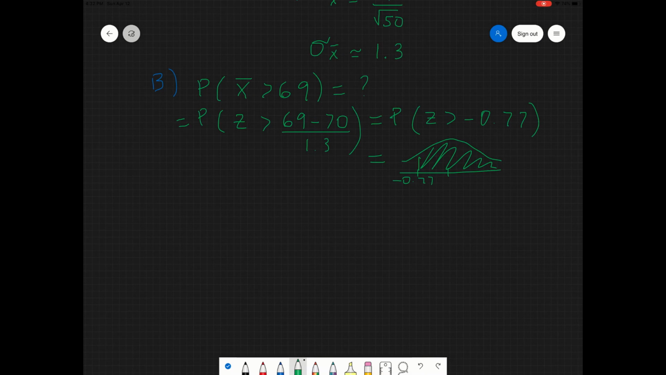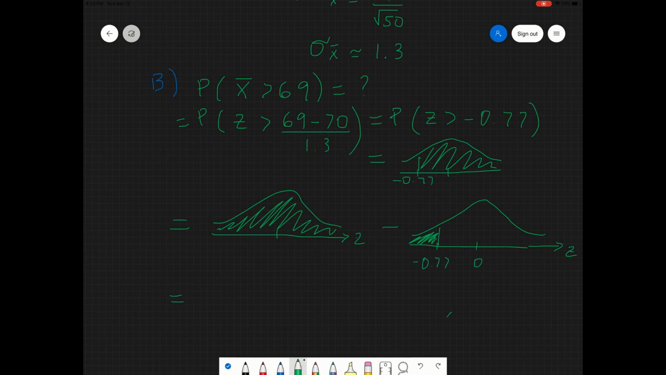To compute the area to the right of negative 0.77, we're going to rewrite this area in terms of left area. The right-hand side area is equal to the total area under the standard normal curve minus the left area of negative 0.77. So this is equal to 1, the total area under the standard normal curve, minus the area to the left of negative 0.77 under the standard normal curve. Looking up this value in the normal distribution table, we have that this is equal to 1 minus 0.2206. So the result is 0.7794.